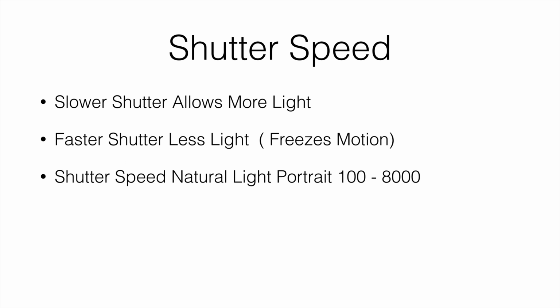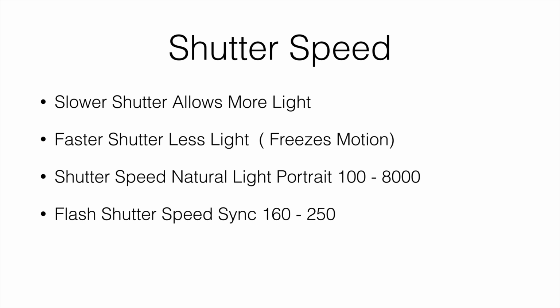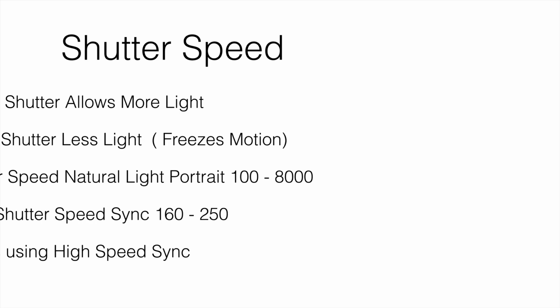Shutter speed and natural light portraiture. I like to keep my shutter speed above 100 to reduce camera shake. Flash shutter speed sync. Now, if you're using a studio strobe on a Canon, you're capped out at a shutter speed of 200. On the Nikon, it's 250. Now, that's different if you're using speed lights and high speed sync.